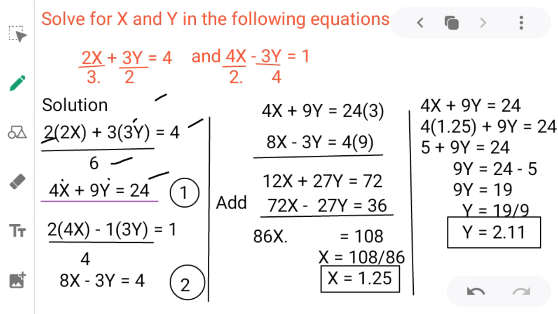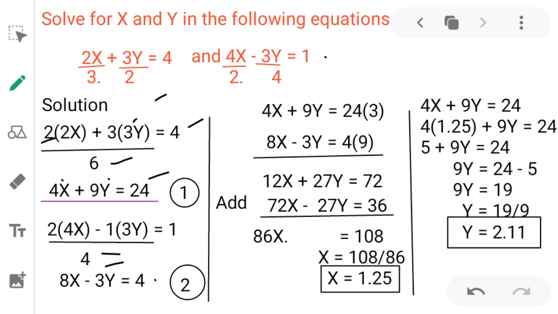Similarly take the second equation, 4x by 2 minus 3y by 2 equals 1. For 2 and 4, 4 will be the LCM. So if 4 is the LCM, 4 divided by 2 gives you 2. 2 into 4x and 4 cancels with 4 one time, 1 into 3y, equals 1. So finally it becomes 4 into 2, 8x, minus 3y, 4 into 1 becomes 4. This is the second equation.